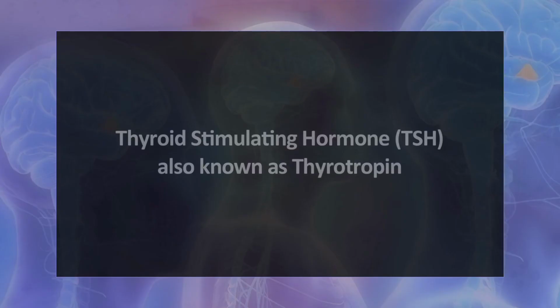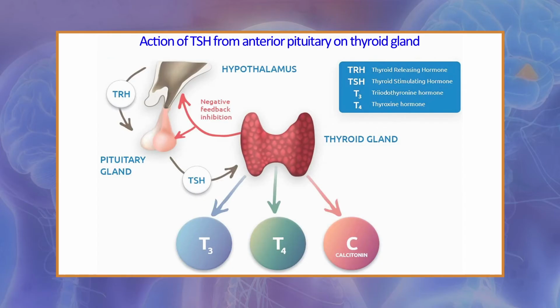Next is the thyroid stimulating hormone. The TSH is also known as thyrotropin. It is a glycoprotein hormone that consists of 2 polypeptide chains, alpha and beta, with alpha chain being identical to that found in LH, FSH and human chorionic gonadotropin. Its primary action is to order the thyroid gland to secrete the thyroid hormones like triiodothyronine, that's T3, and thyroxine, that's T4.